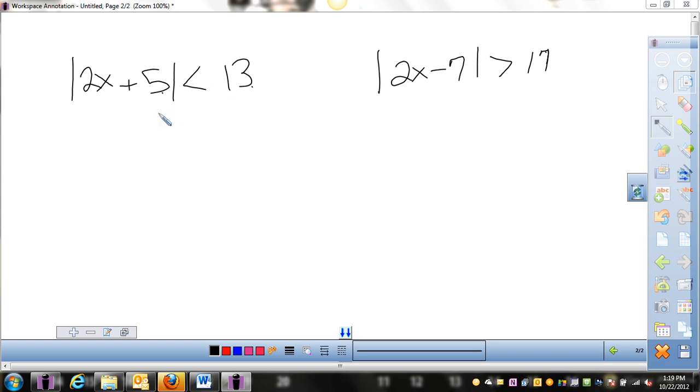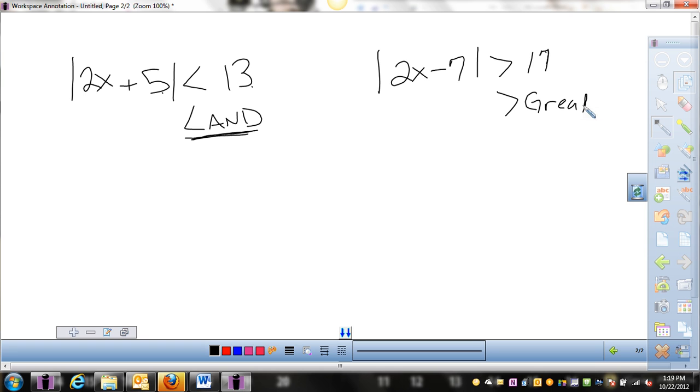Now the way I remember these, less than, it's basically an "and" problem, and that helps me. The way that I use to memorize that is remember the word "land": less than, and, land. Okay, the greater than has the word "or" in it: greater. Okay, so this is an and, this is an or. Let me show you how the and works.